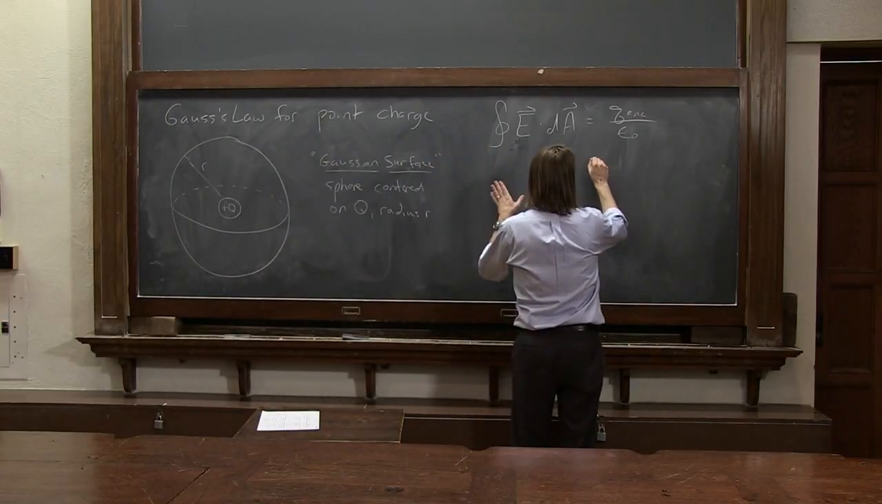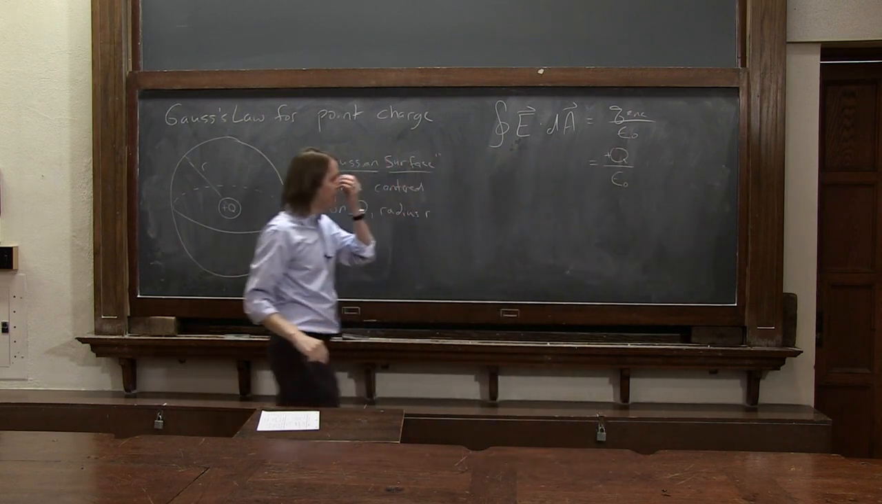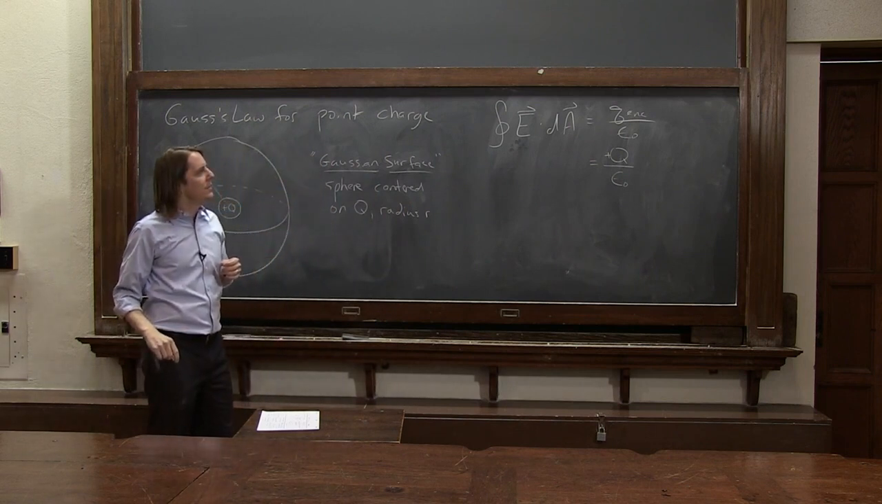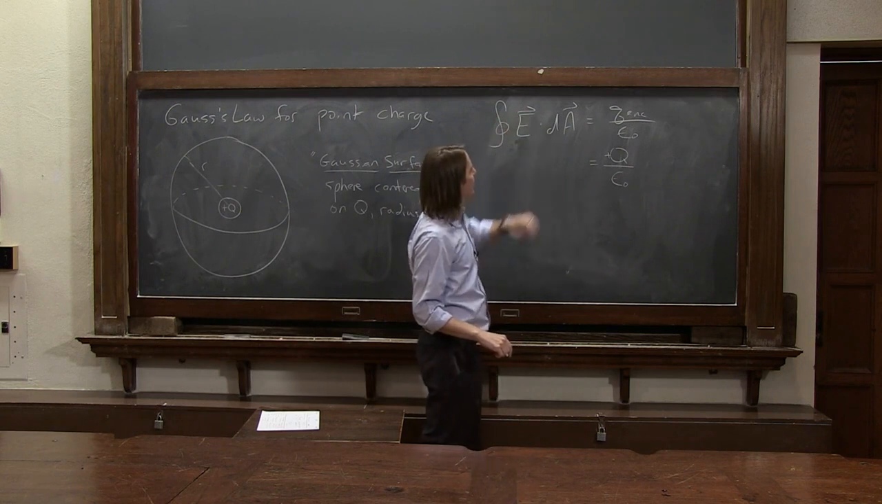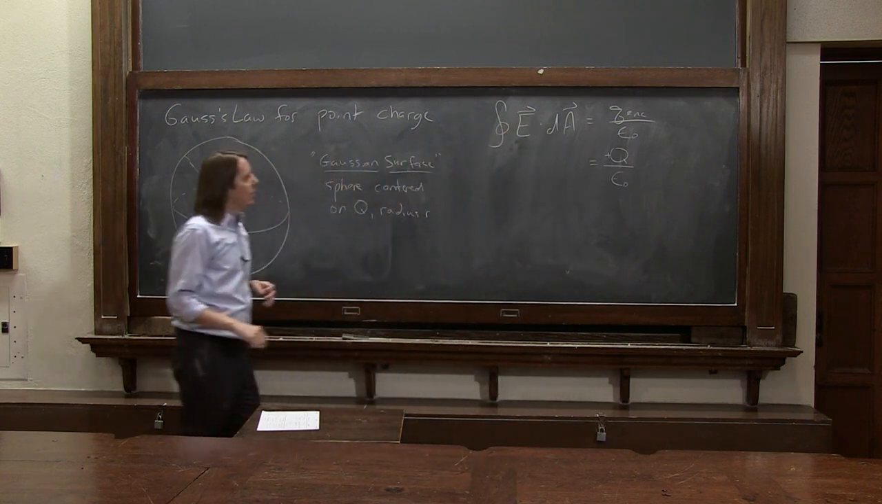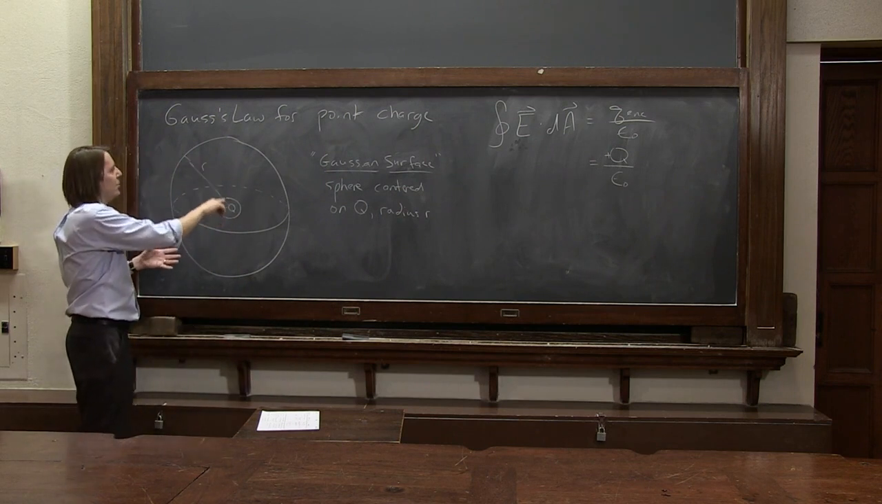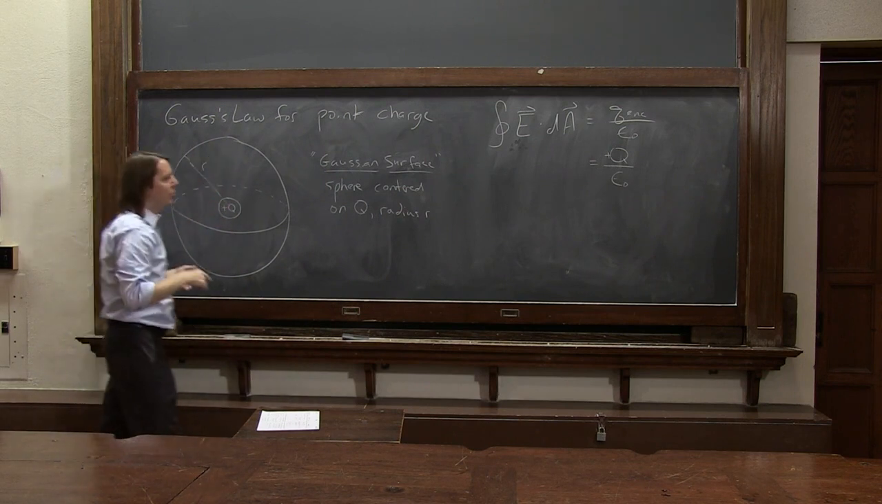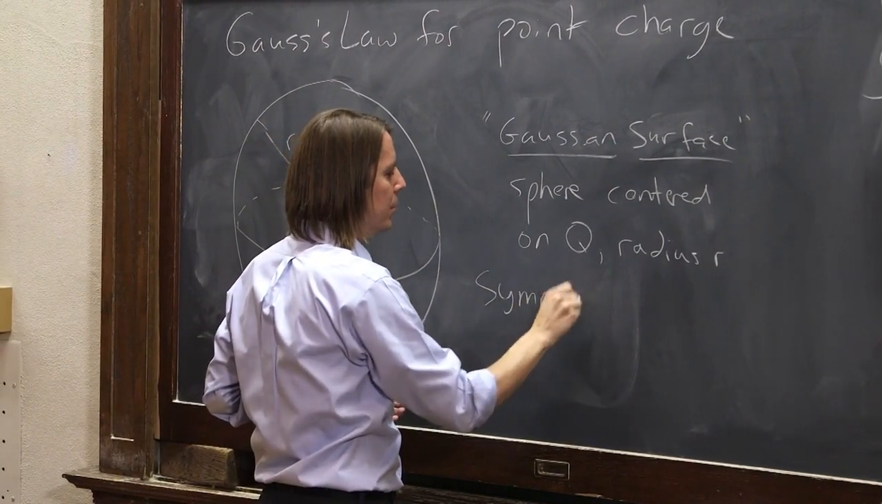So the right side is not too hard. That's the plus Q, the charge enclosed, over epsilon naught. But we also have to do the left side. Okay? We have to think about the surface integral. So what we rely on is symmetry. This surface was chosen because it has a symmetry that matches a point charge. So symmetry of our Gaussian surface is going to tell us two things.